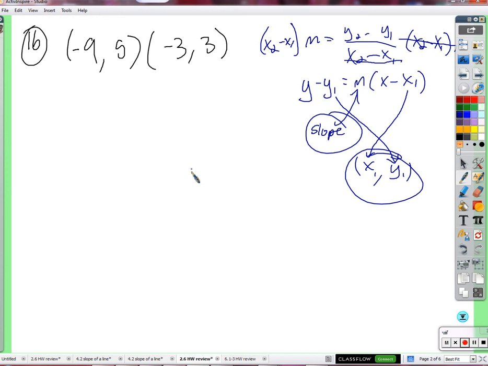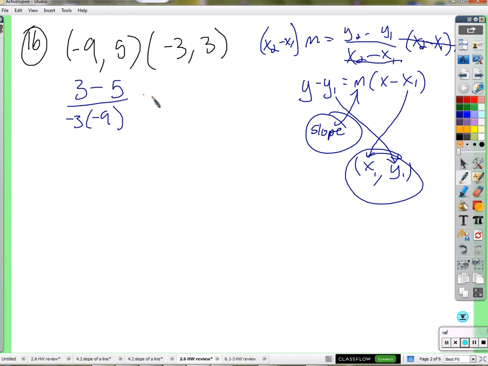Can we use these 2 points to find the slope? Yes. How? 3 minus 5. It sounded like negative 9. That was 3 minus 5, and then negative 3 minus negative 9.